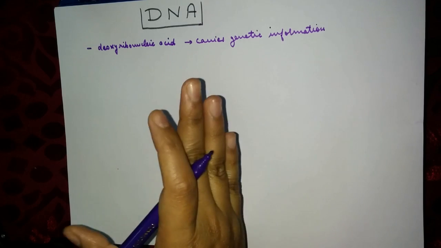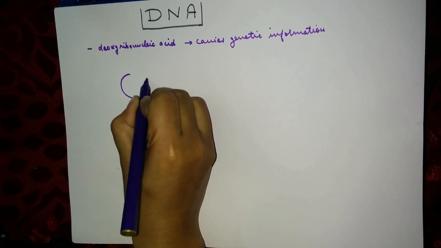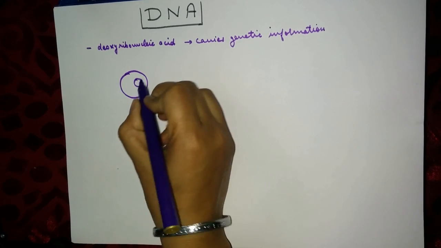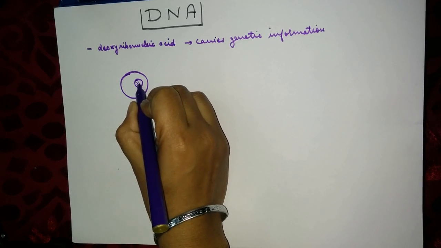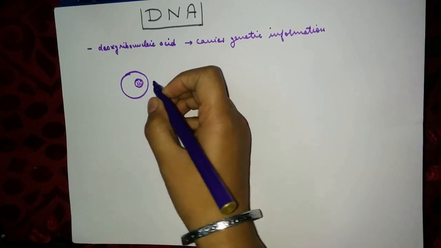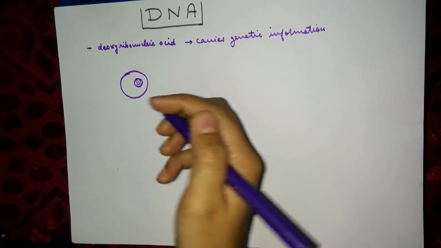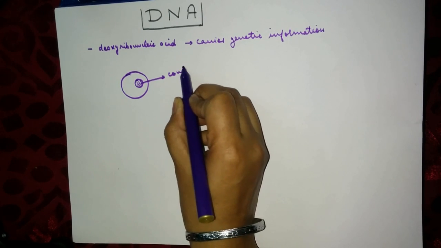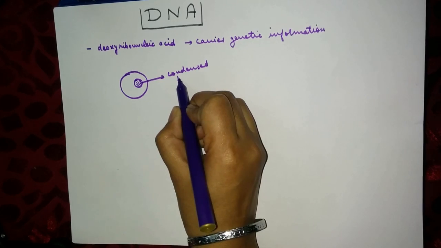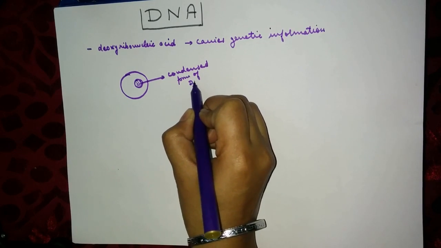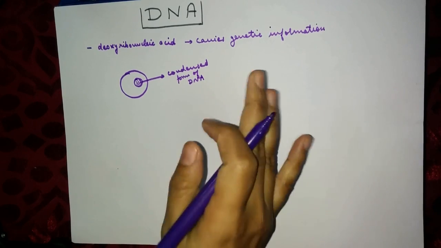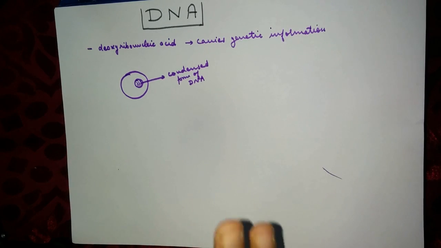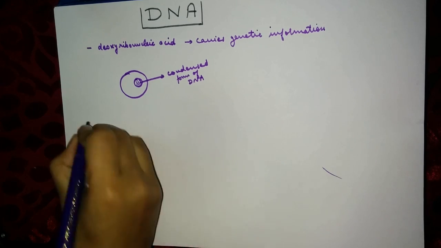Our cells contain a nucleus. Suppose this is the cell, it contains a nucleus. This nucleus contains chromosomes. These are the chromosomes, and they are present in the form of pairs. These chromosomes are the condensed form of DNA. Basically, all the DNA in the nucleus condenses and forms the chromosomes. Now the DNA is further composed of nucleotides.